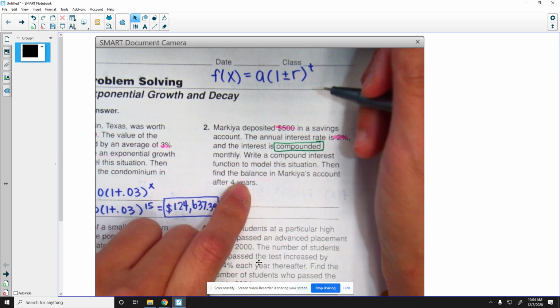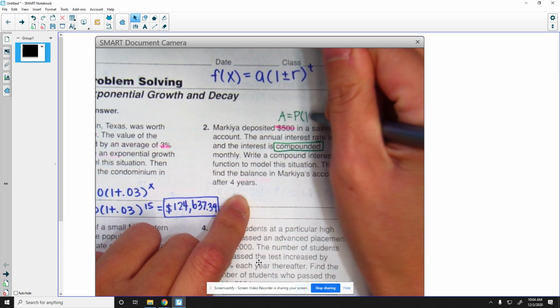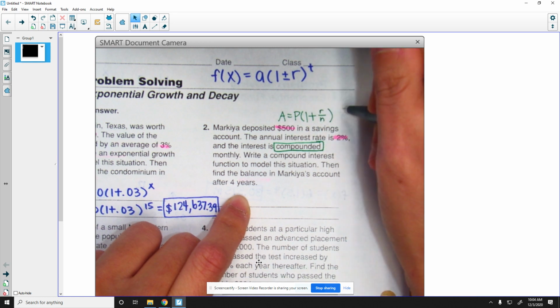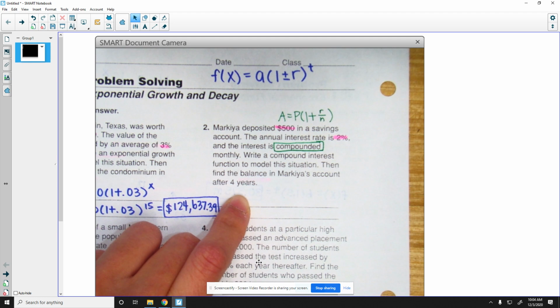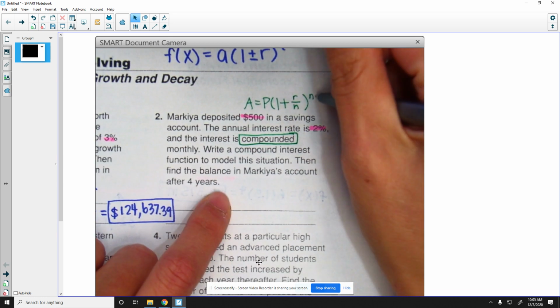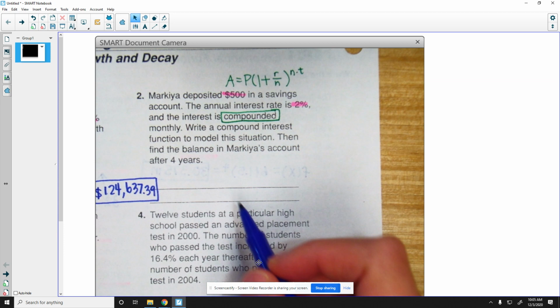So Rowan, what is the formula? A equals P, then parentheses, 1 plus R over N, to the N times T. Good job.